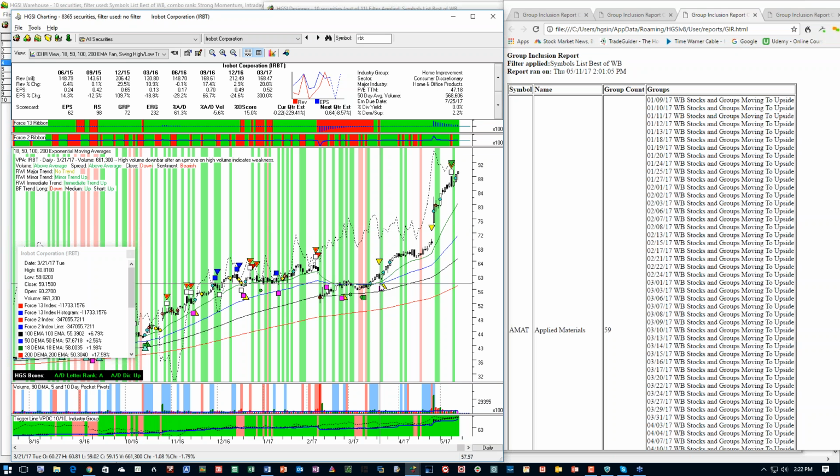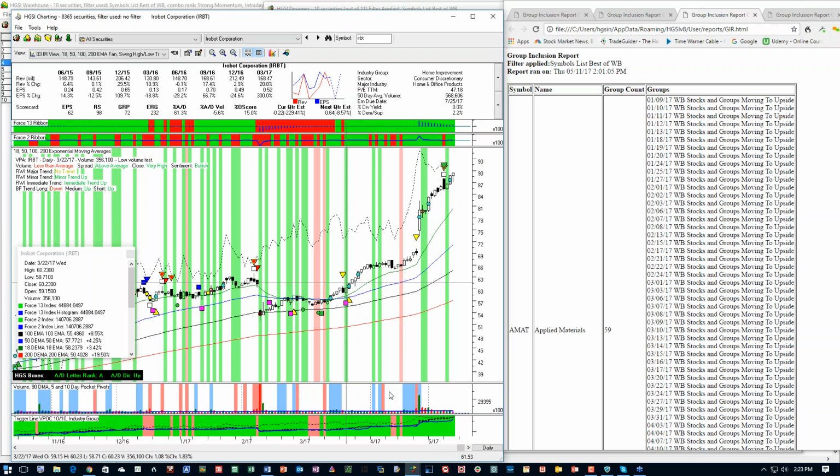Also, you can see that the fan from this point, let me zoom in on this. The fan was intact once again right here after the 18 pulled back through the 50. So it would appear in, there's a filter in there for fan stocks. It would have appeared in fan stocks at that point.